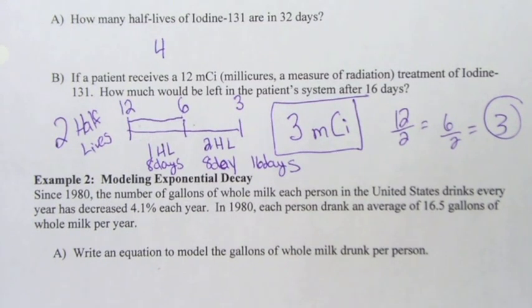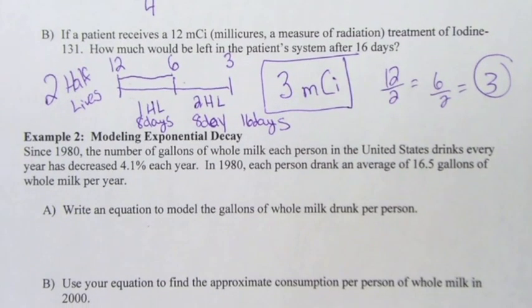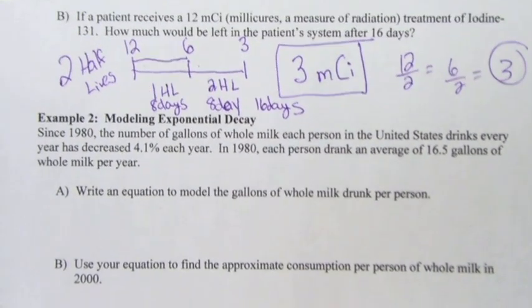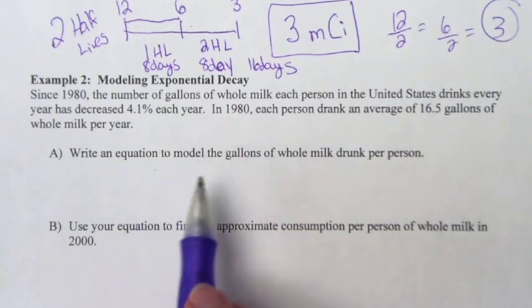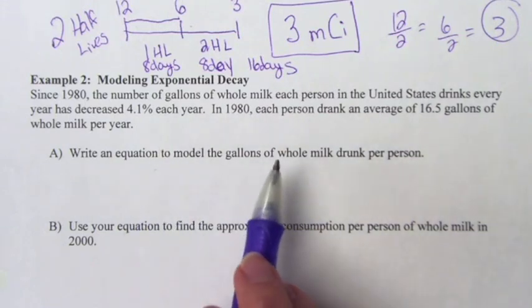Example 2. Since 1980, the number of gallons of whole milk each person in the United States drinks every year has decreased 4.1% each year. In 1980, each person drank an average of 16.5 gallons of whole milk in a year. We're going to write an equation that models the gallons of whole milk drunk per person.